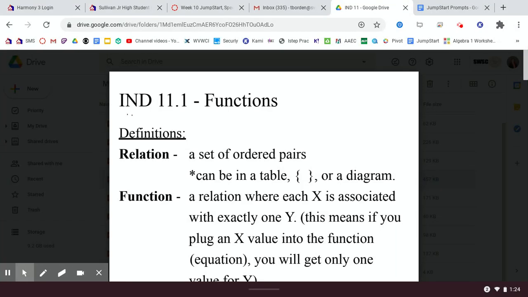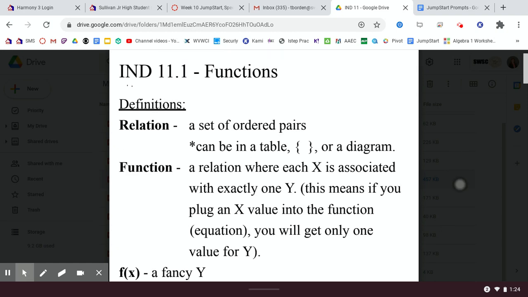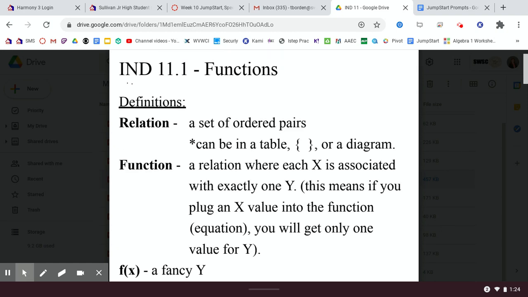Okay, so we are starting indicator 11.1 or 11 day one, however you want to do it. So if you're at home, you should have your three ring binder out and you should be taking notes along with us.